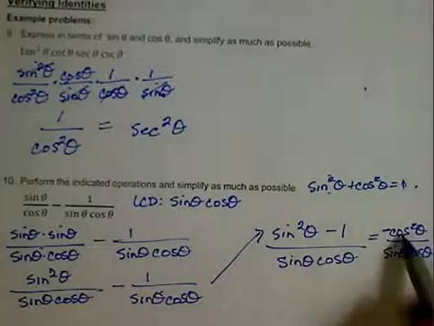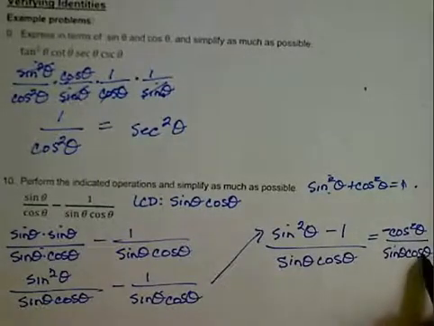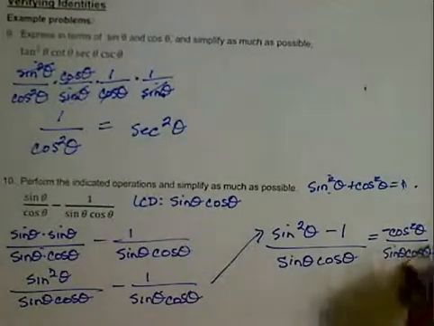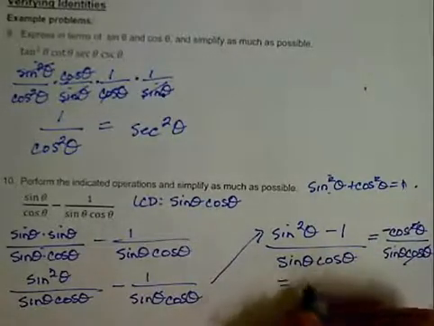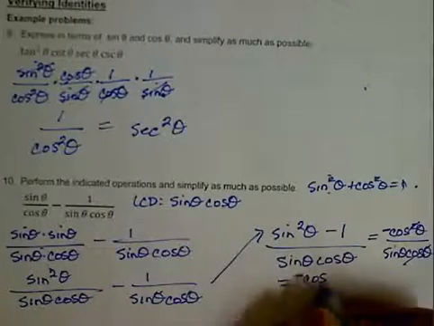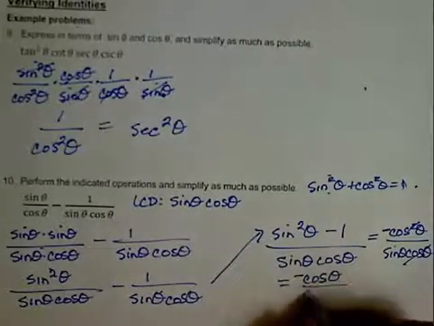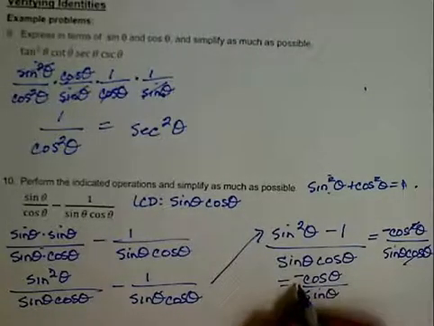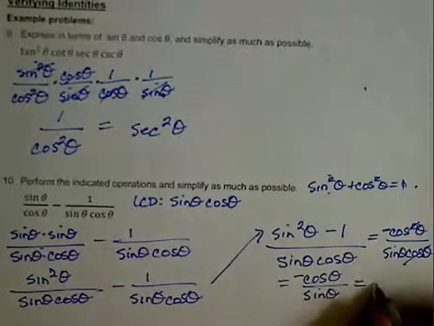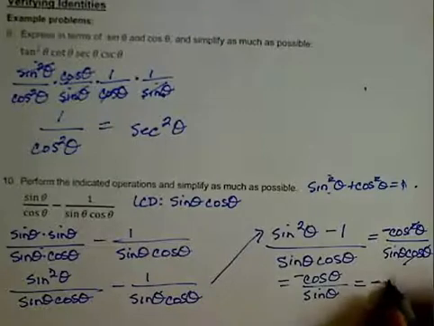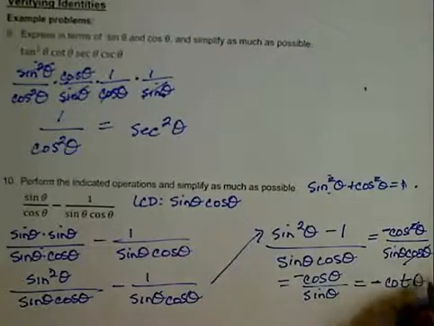Now that we've done that, we've got a cosine squared on the top and a cosine on the bottom, so we can cancel one of those cosines. That gives us just cosine theta on the top, sine theta on the bottom, with the negative out front. Cosine over sine is the same as cotangent, so the simplest we could write this would be negative cotangent of theta.